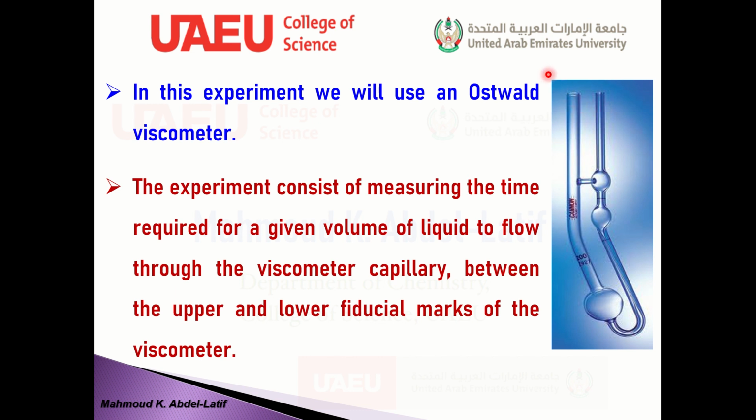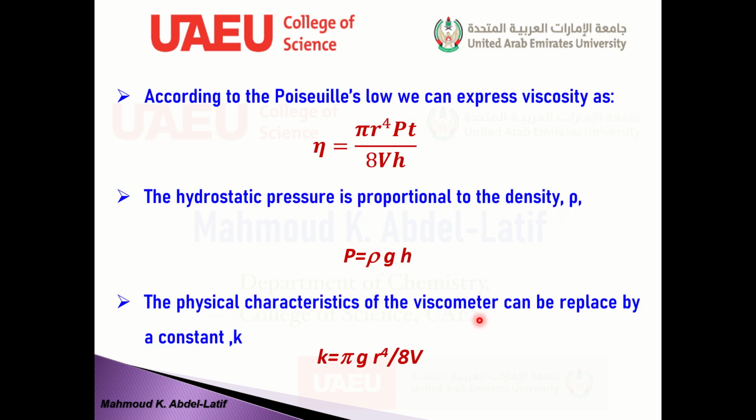Okay, it's very simple. We are going to put, for example, 10 milliliters from this side, and pull this volume to be above this fiducial line, and let this volume flow down between these two fiducial marks. So the experiment consists of measuring just the flow time required for a given volume of liquid to flow through the viscometer capillary, between the upper and the lower fiducial marks of the viscometer.